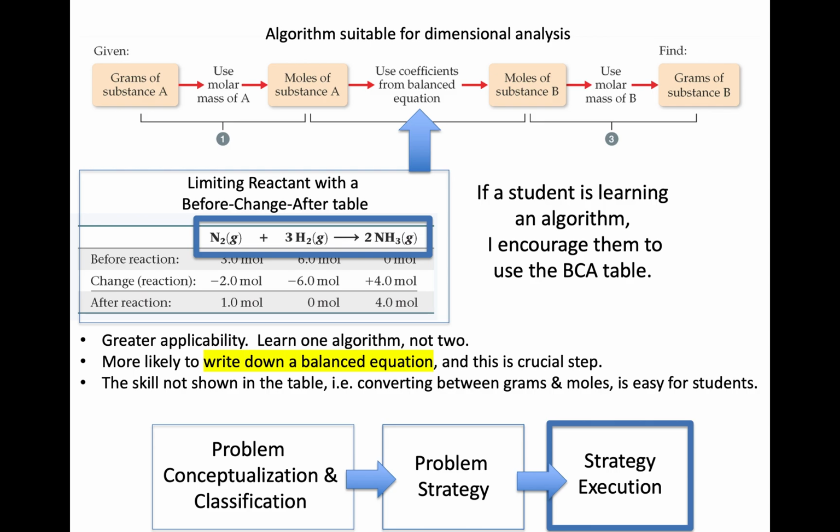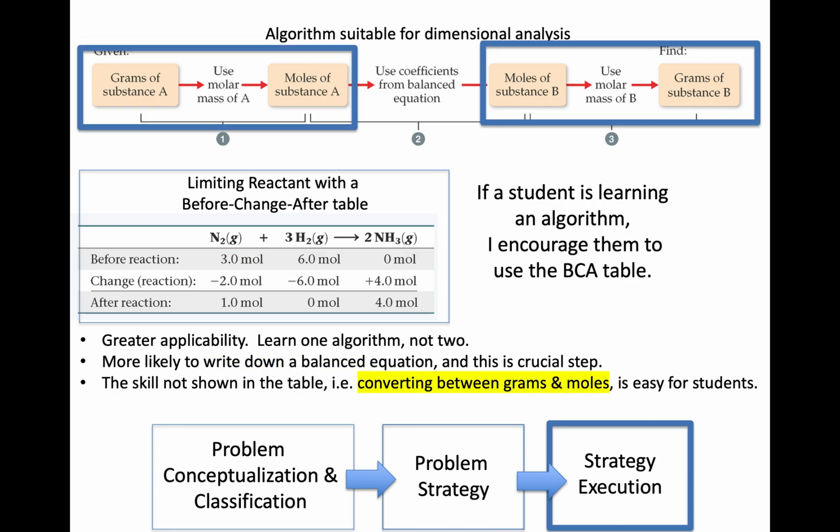a balanced equation. The balanced equation then frames the rest of the table. That's where they're providing the information. And writing out a balanced equation and attending to the coefficients, that's the crucial step. That is the number one issue that students have. They go on and use the numbers without writing or reflecting on a provided balanced equation. So if a BCA table makes that more of a centerpiece, I really like that included within the problem strategy.